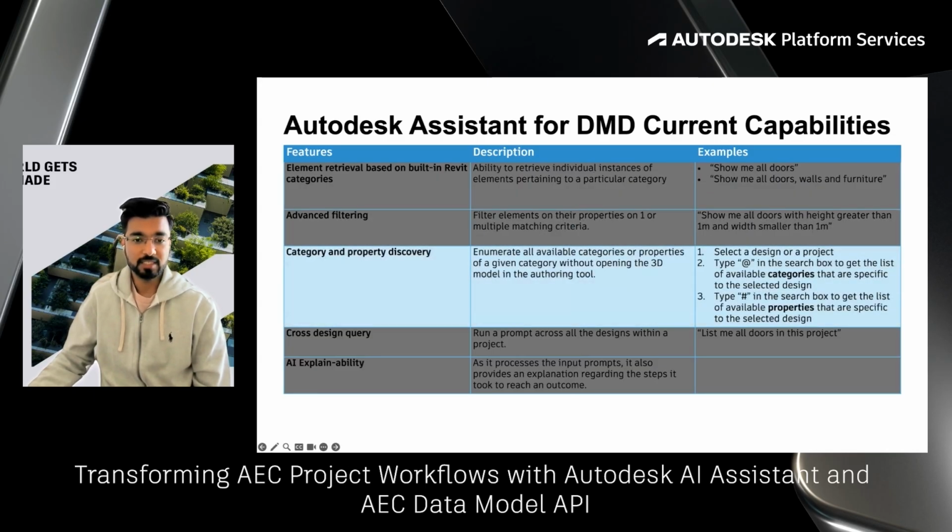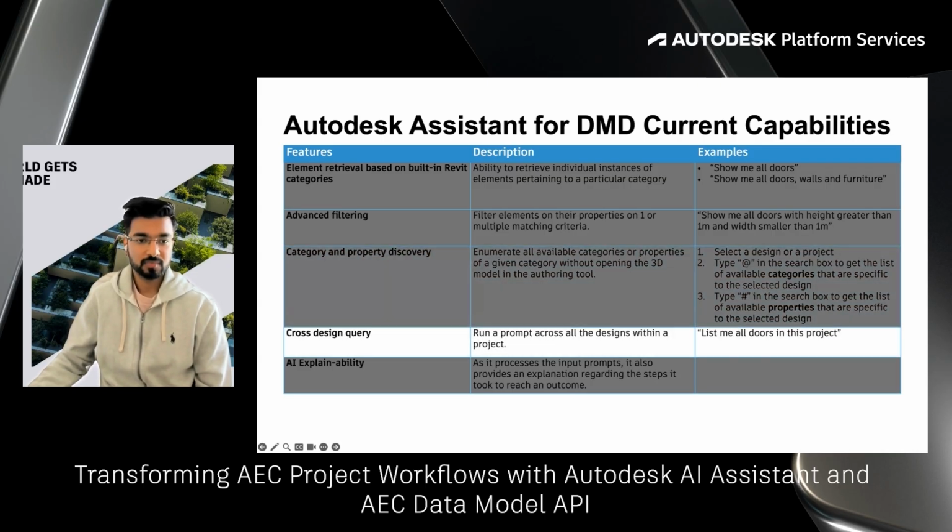Another feature that enhances the interaction with the DMD plugin is the ability to discover categories and properties within the Revit design without opening the 3D model in the authoring tool. This functionality is integrated into the demo app, providing autocomplete suggestions as you formulate your queries. Additionally, the DMD plugin allows you to query across designs within a project or even within a hub. For example, you can ask questions like, list me all the doors in this project, and it will query all the designs within the project to get the results.